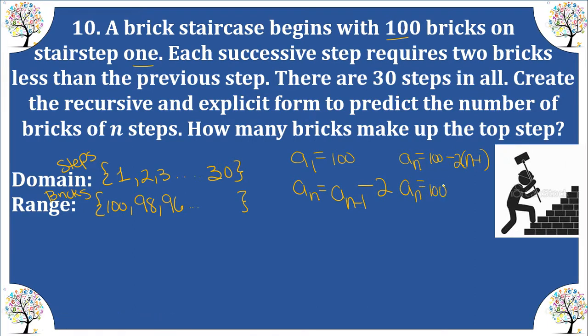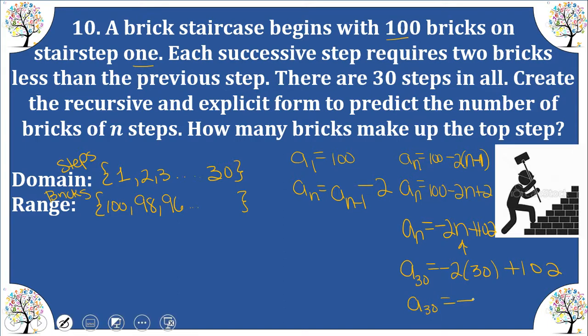We distribute, and that's a -1, a little sloppy there, sorry about that. That'll be a +2. So we have -2n plus 102. So if we want to know the 30th step, we're going to plug in 30 for n: -2 times 30 plus 102. We get -60 plus 102. So our 30th step has 42 bricks.